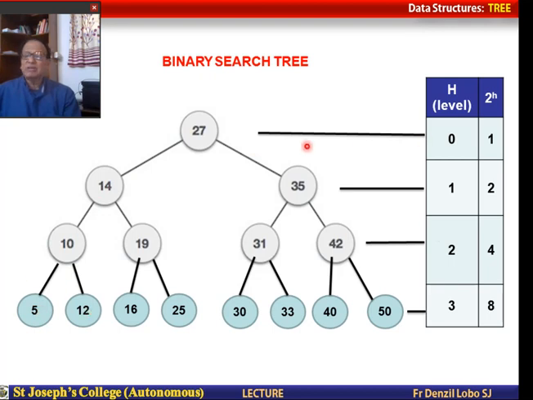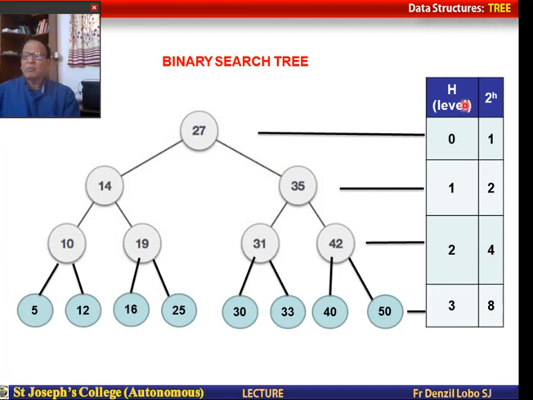Now this is level 0. Level 0 contains only one data item. So we represent it as 2 to the power h, where h represents the level. So 2 to the power 0 is 1. Here level 1 contains two nodes, because 2 to the power 1 is equal to 2. Level 2 contains 2 to the power 2, therefore 4 nodes. And level 3 contains 2 to the power 3, 8 nodes. It goes on like that.